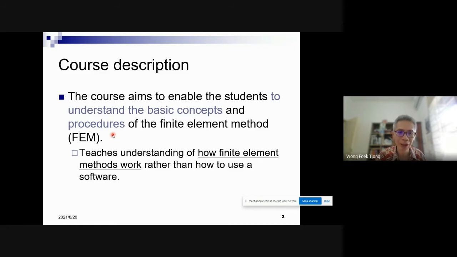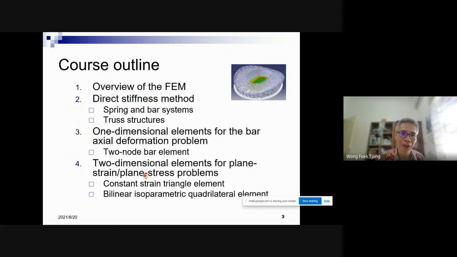Okay, here the emphasis is that I'm going to explain how the finite element works rather than how to use a software. Okay, here is the outline of the lecture.